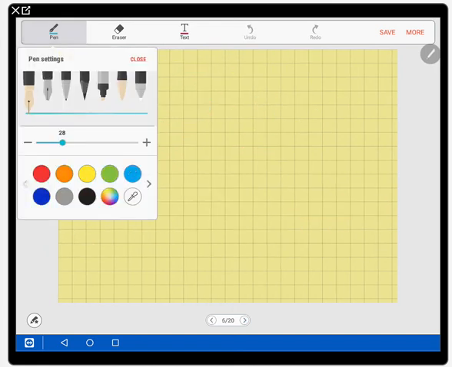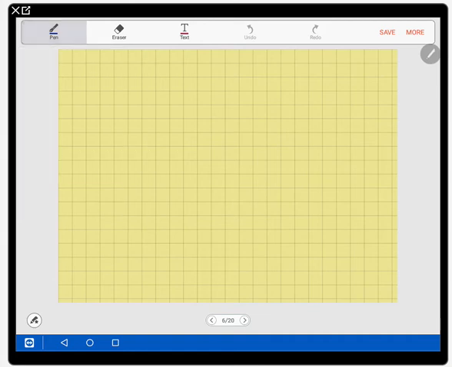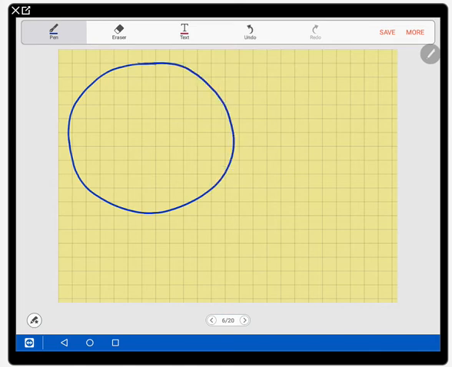Oh my god, what a punishment to draw circles with a stylus pen. Here we go. I think that's a better circle than the ones before.